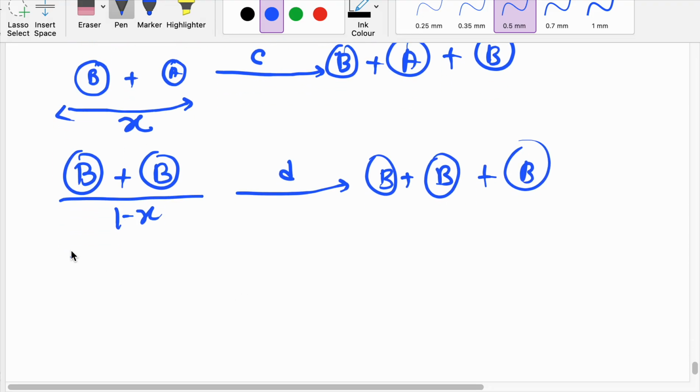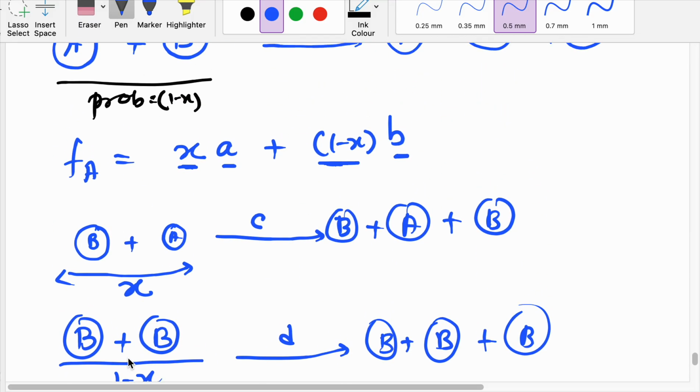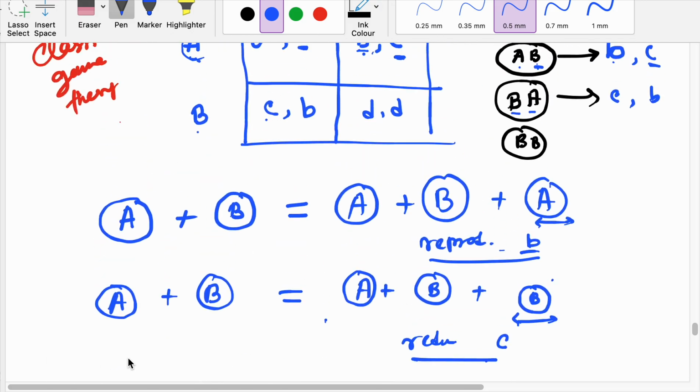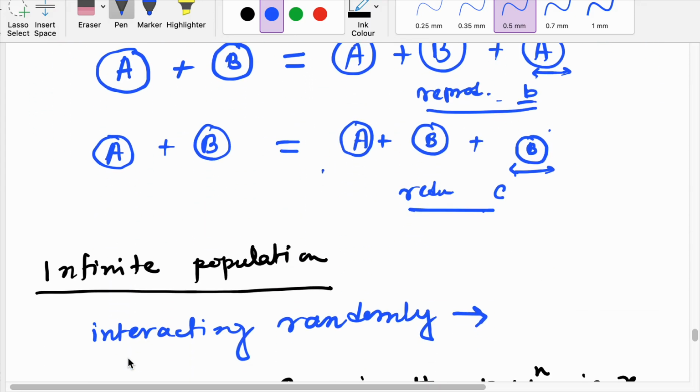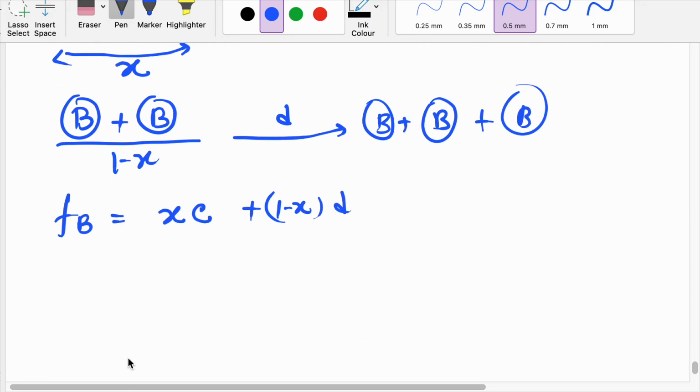So the fitness fB will be: with x probability they reproduce at rate C, with 1 minus x probability they reproduce at rate D. So you see the fitness actually depends on the frequency. It automatically comes as a product of this game theoretical interaction. I am not assuming anything else, but it automatically follows that the fitness depends on the frequency if they interact in a game theoretic manner.